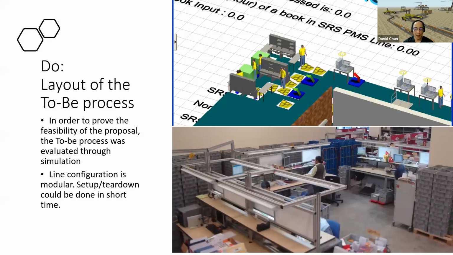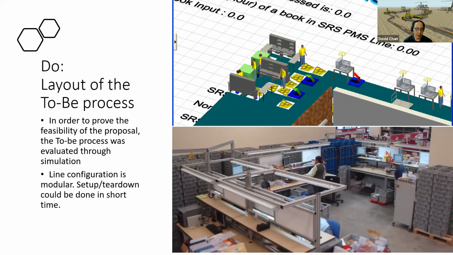And hence, we actually conducted this model. You can see that the one on top is the model of the one below. So with that, we have all the processes there. And subsequently, this particular line, which I mentioned only caters for one type of book and one type of process, is a kind of modular system.